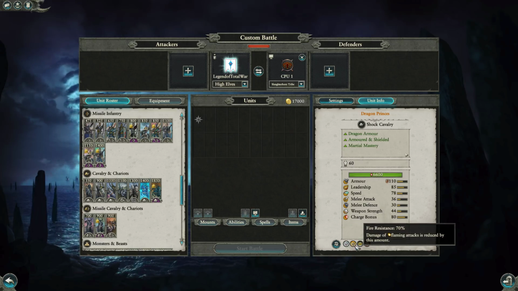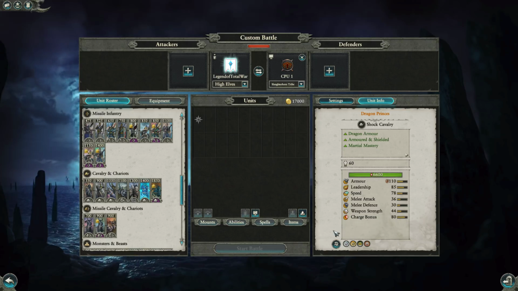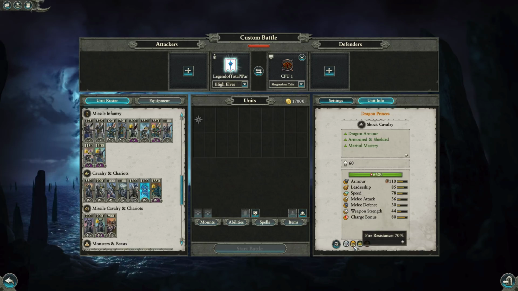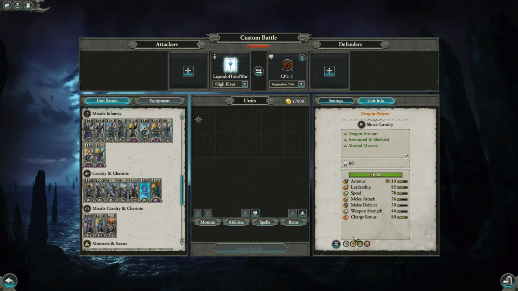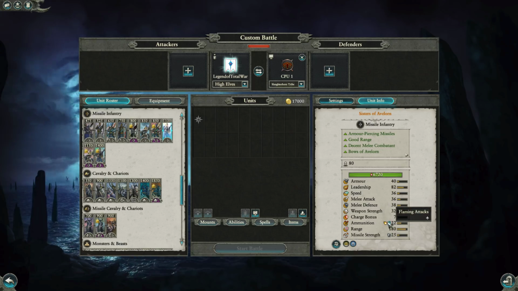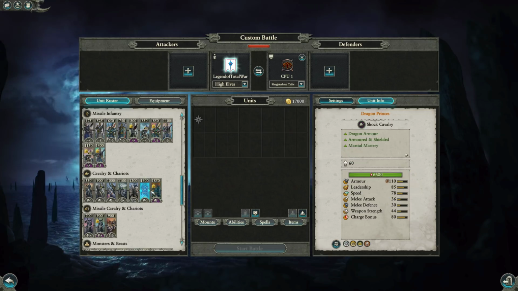And then there's fire resistance here, right? Because they have a fire modifier, the 70% resistance will apply, which means that this attack here is reduced by 70%. Even though they have no magic resistance, that doesn't matter, because the way resistances work is that they are all added up together.